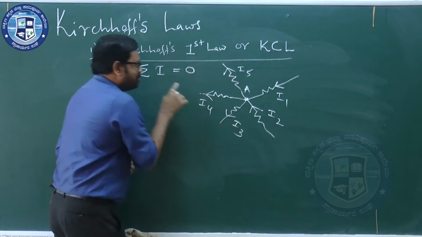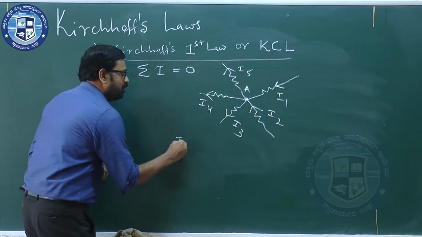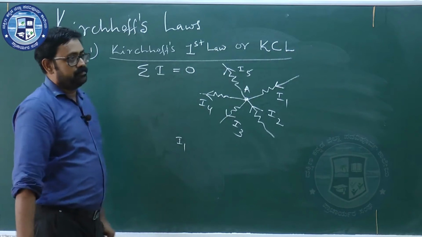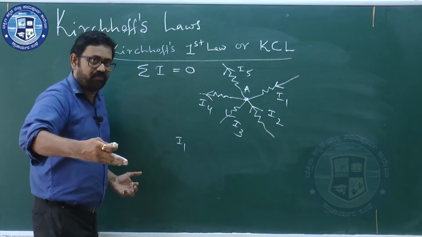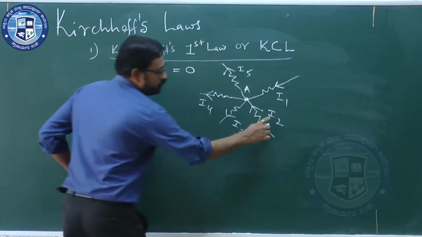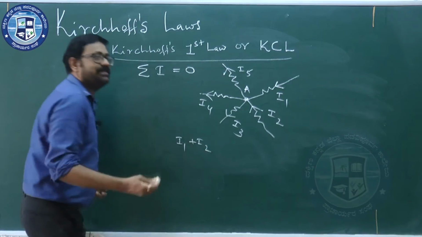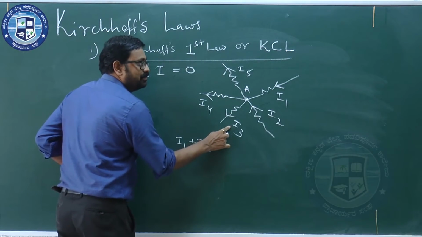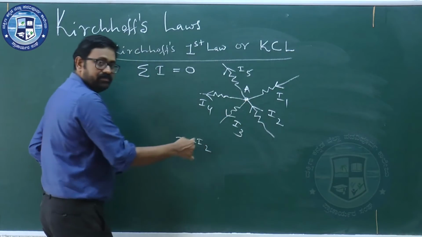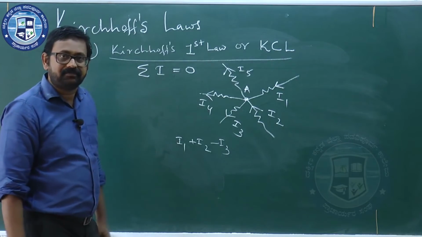I have to add all the currents according to this, but following a sign convention. What do you think? I1 is plus I1 or minus I1? Plus I1, because current is entering the node. Plus of, algebraic sum, no? Plus of I2. Plus I2 or minus I2? Obviously plus I2, because current is entering the node. Plus of, what about I3? Minus I3, because current is leaving the node. So plus of minus I3 is obviously minus I3.